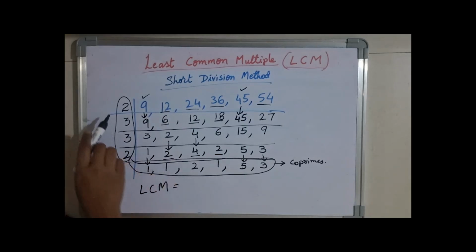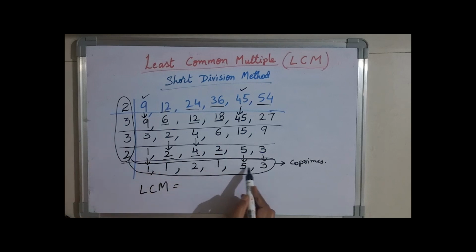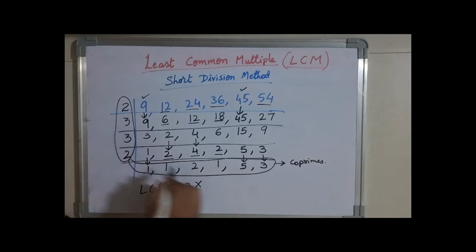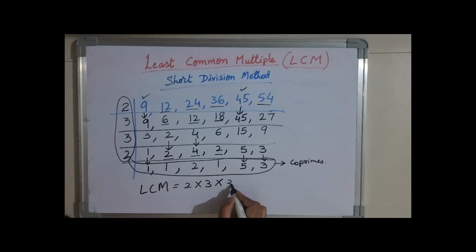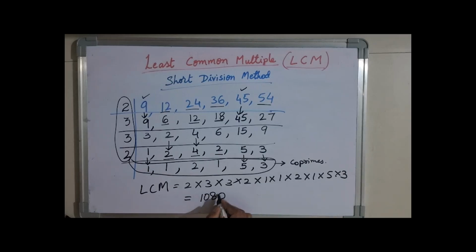LCM is equal to 2 into 3 into 3 into 2 into 1 into 1 into 2 into 1 into 5 into 3. So if you multiply all these numbers, we will get 1080. So 1080 is the LCM of all these numbers, children. This is the short division method of finding LCM.